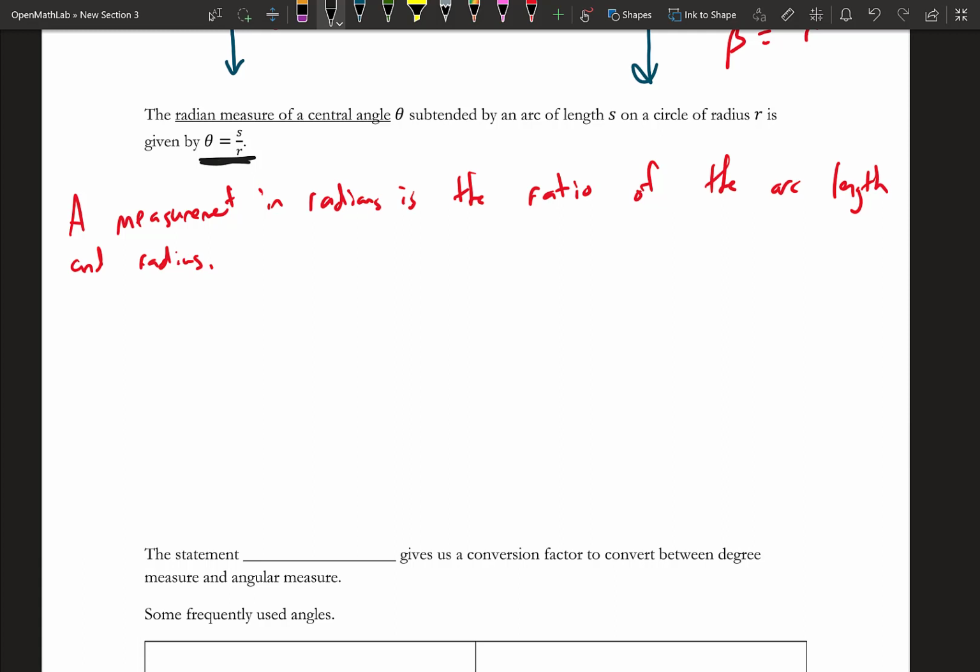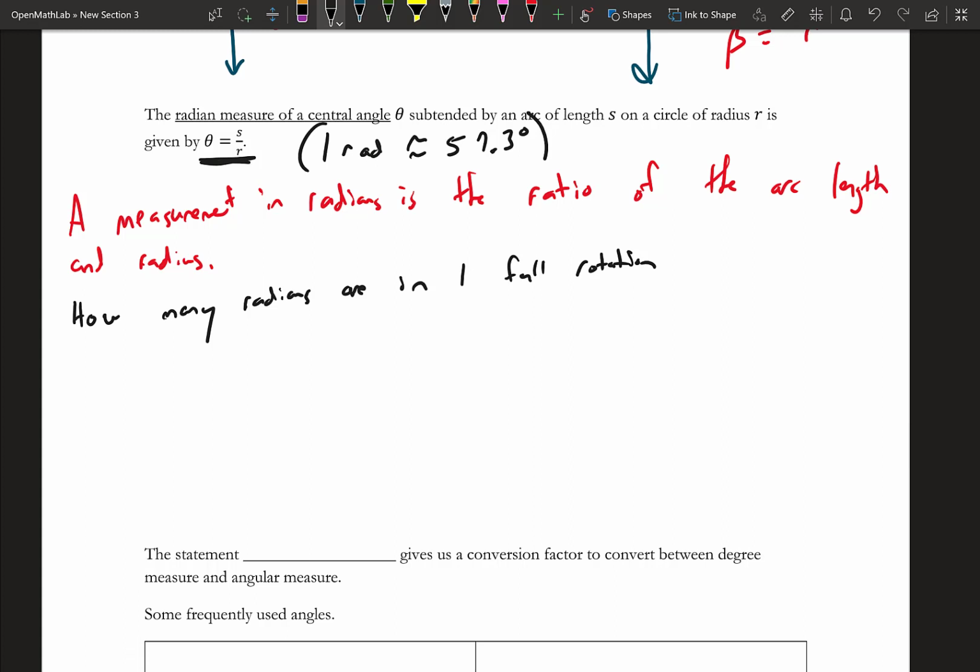So to put this in perspective, 1 radian is approximately equal to 57.3 degrees. You might think, how can we come up with that? I can show you in a minute, by asking the question, how many radians are in 1 full rotation, which we already said is 360 degrees?